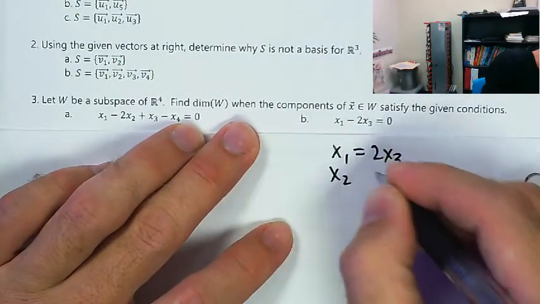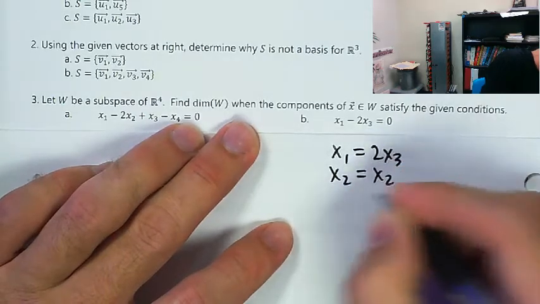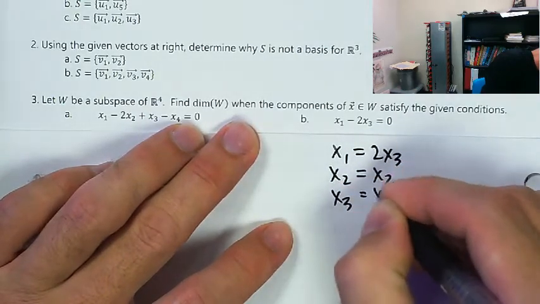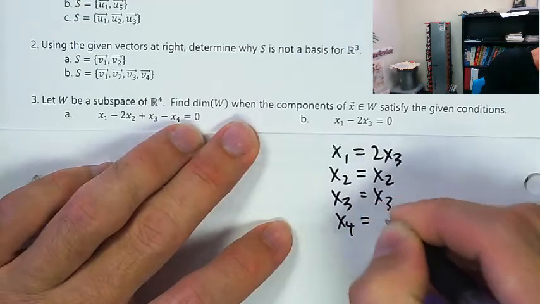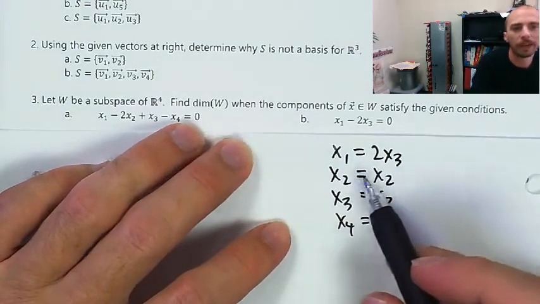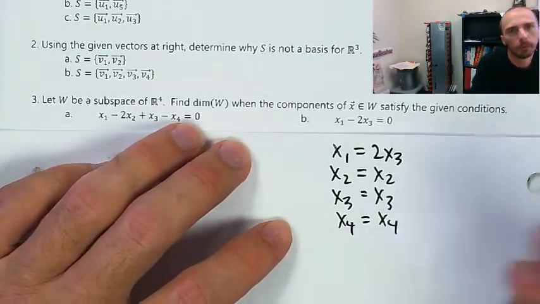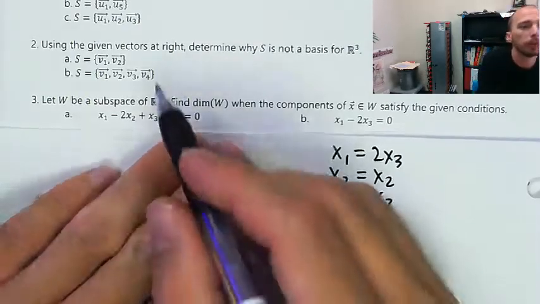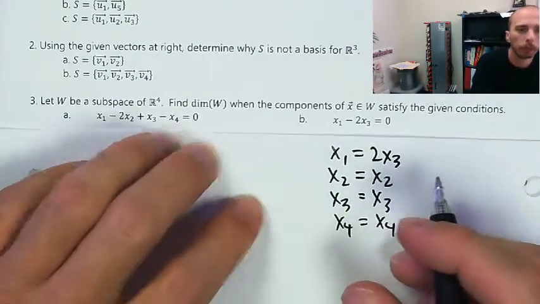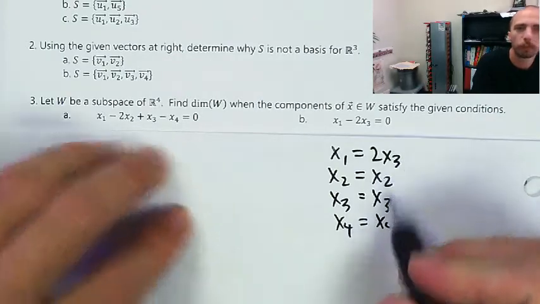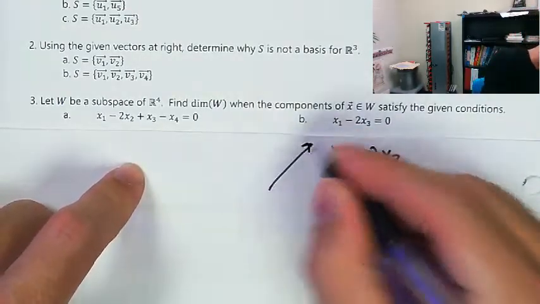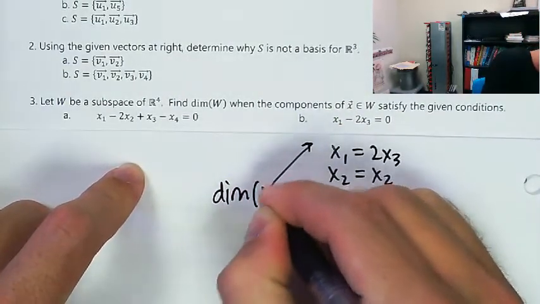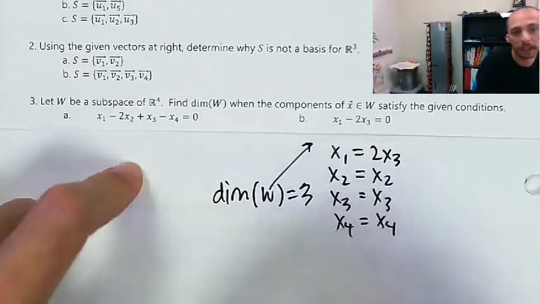Okay, but remember that there's also an x2, x3 also, and x4. Just because we didn't say anything about x2 and x4, well, I guess that really means they can be whatever they want, because we are still as a subspace of R4. So I've got 2, 3, and 4. That's 3 independent variables. So I'm going to say that the dimension of W is equal to 3 again.